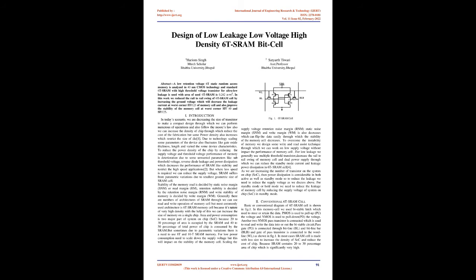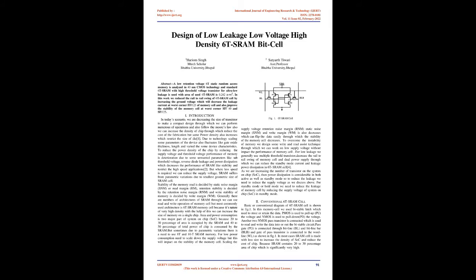Abstract. A low retention voltage 6T static random access memory is analyzed in 40 nm CMOS technology, and a standard 6T-SRAM with high threshold voltage transistors for ultra-low leakage is used, with an area of 0.242 µm². In this work we reduced the rail-to-rail swing of the 6T-SRAM cell by increasing the ground voltage, which will decrease the leakage current at the worst corner FF/125 of the memory cell.